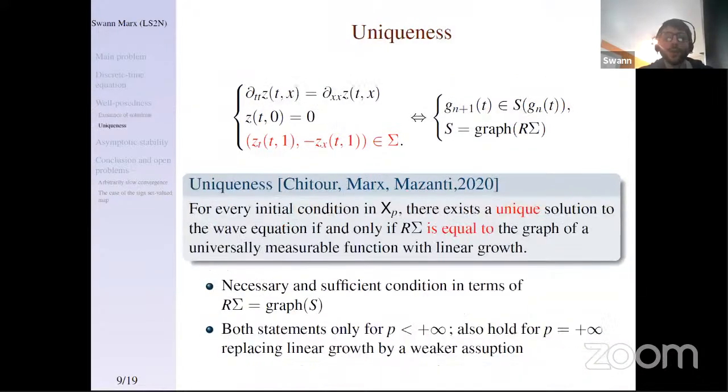Okay, but it is not exactly a converse theorem, and it is not satisfactory for now. But fortunately, we also have a uniqueness result. And in fact, it is a necessary and sufficient condition. So we know that there exists a unique solution to the wave equation if and only if R sigma is equal to the graph of a universally measurable function with linear growth. So I will illustrate this result with some figures next, but I just want to note that the statements that I have given until now were for p less than plus infinity. But it also holds for p equal to plus infinity if we replace the linear growth by a weaker assumption, which just says that the function phi maps bounded sets to bounded sets.